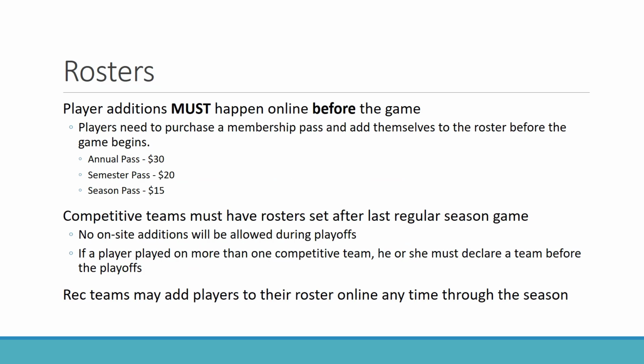Roster additions must happen online before the game begins. Players need to purchase a membership pass and add themselves to your roster before the game begins. You can purchase 3 types of membership passes: an annual pass, which will let you play any sport for the whole academic year, a semester pass, which lets you play any sport for that semester, or a season pass, which lets you play any sport for that specific season. For competitive teams, it's important to know that your rosters are locked after your last regular season game and no more additions are allowed.